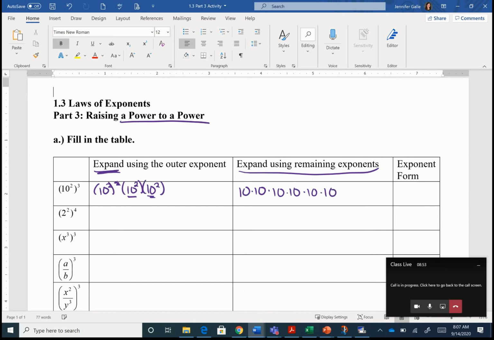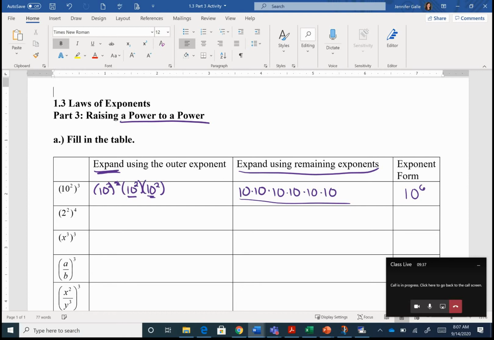So we expanded using the outside exponent, which was a 3. So that 10 to the second, we wrote that 3 times. And then we expanded out using the exponents that were left. They were all 2s. So we did 10 times 10, 10 times 10, and 10 times 10. Now what we're used to doing: how many 10s do we have? 6. So 10 to the 6th. Let's do that next one together. I want to make sure we're okay with use the outer exponent, then use the inner exponent.